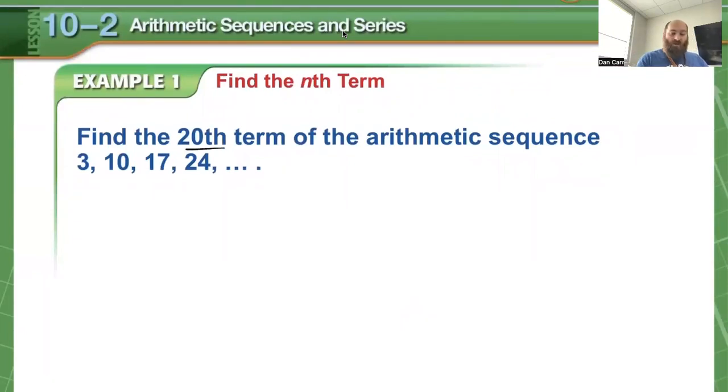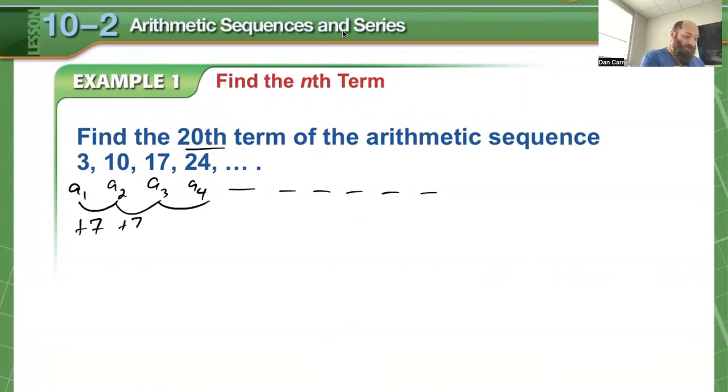Find the 20th term of the arithmetic sequence. This is my a sub 1, a sub 2, a sub 3, a sub 4, and as I keep going, what we did before was we just continued the pattern and went until we got to a sub 20. That's going to take a while. So instead of doing that, we're going to try to model what's going on here. The key is to figure out our common difference each time. In this case, it's plus 7. So d equals 7. A sub 1 is my first term, so that is a 3.